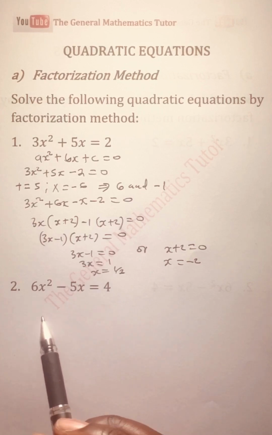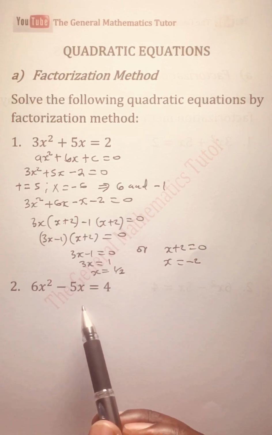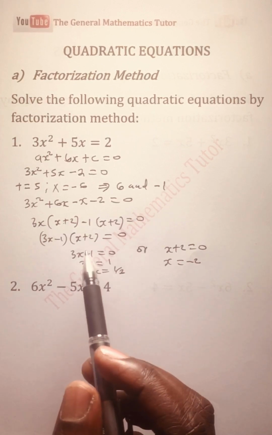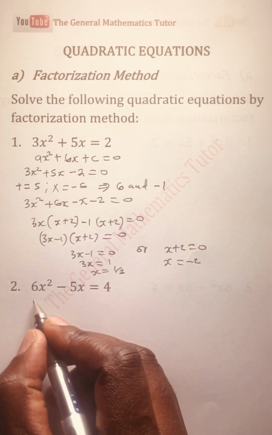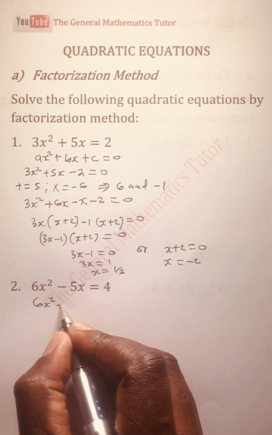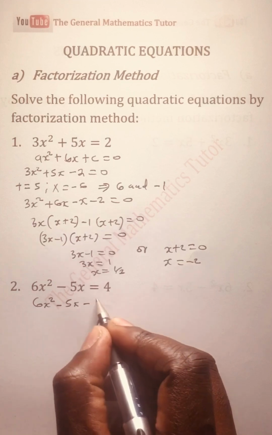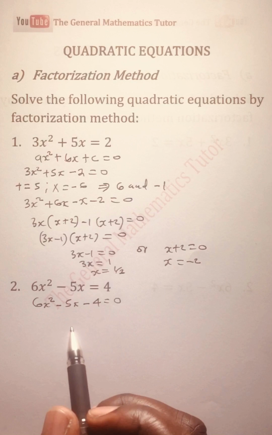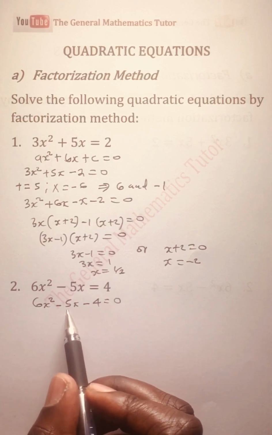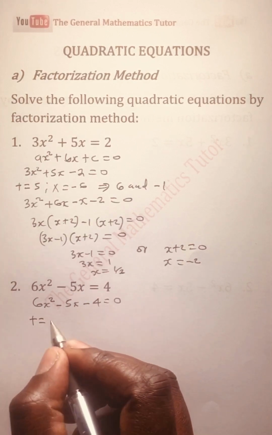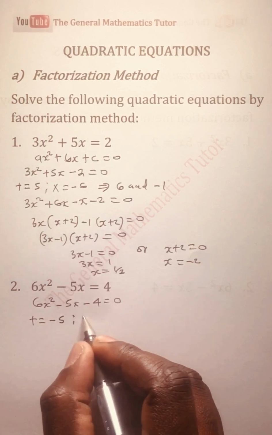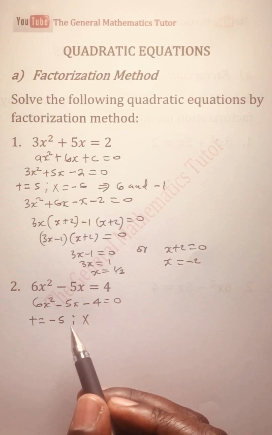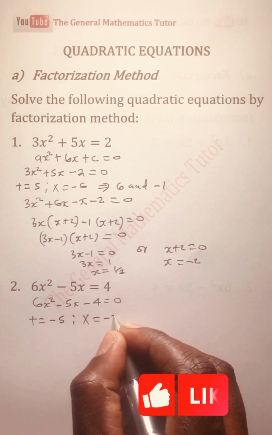Number 2, we have 6x squared minus 5x is equal to 4. The first thing you need to do is write this in the standard form. So this will be 6x squared minus 5x minus 4 is equal to 0. Next, we look for two numbers whose sum is the same as b, and b in this case is negative 5, and the product should be the same as a times c, that is 6 times negative 4, which is negative 24.